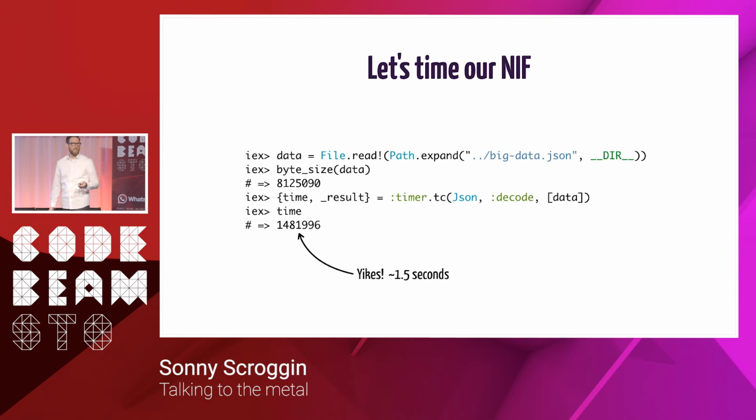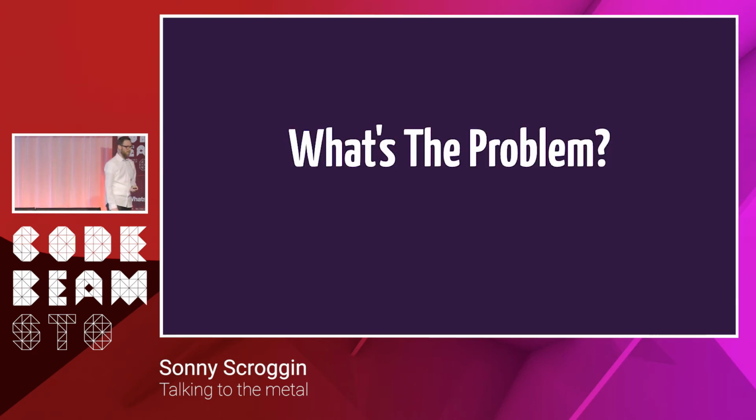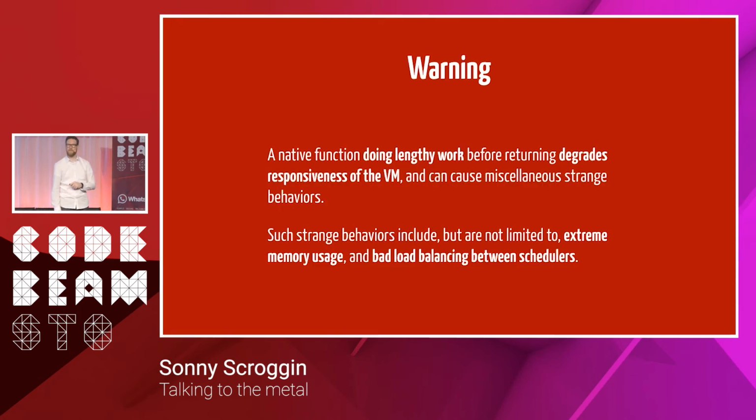So does anyone know the problem with that? Scheduler collapse? Yeah, it definitely has to do with the scheduler, right? So part of that big warning that you get on the label when you open up the NIF API is in here: a native function doing lengthy work before returning degrades the responsiveness of the VM and can cause miscellaneous strange behaviors. And the next bit sounds a lot like one of those drug commercials.